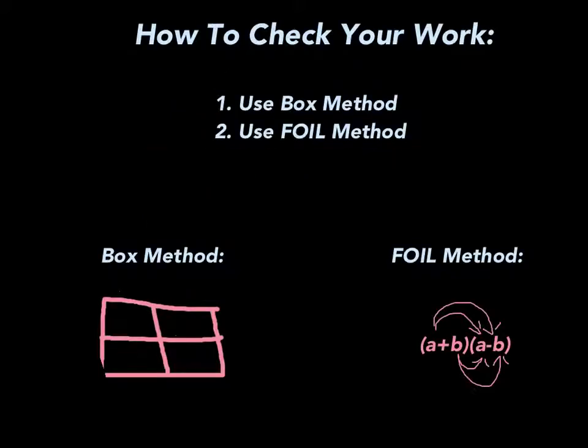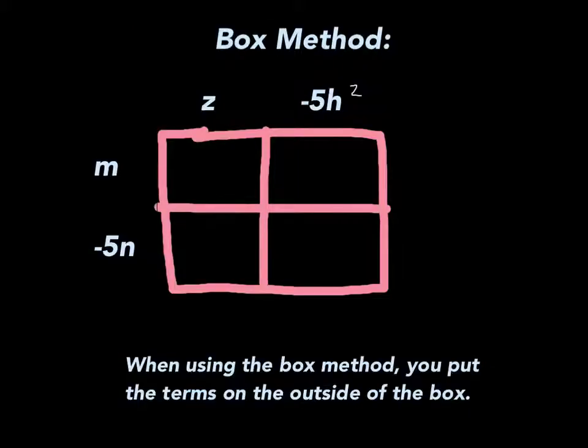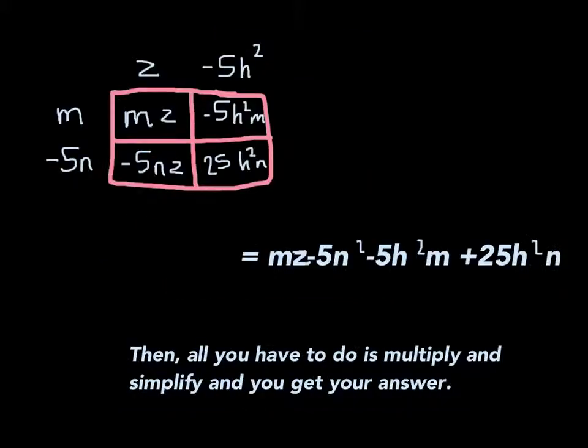Checking your work, you can either use the box method or the FOIL method. The box method, we're going to put the binomial up here and the second binomial here. We're going to fill the boxes by multiplying this monomial times this monomial, this monomial times this monomial, this monomial times this monomial, and this monomial times this monomial. You'll see when we use this method that we came up with the original expression. That's good. That means we factored correctly.